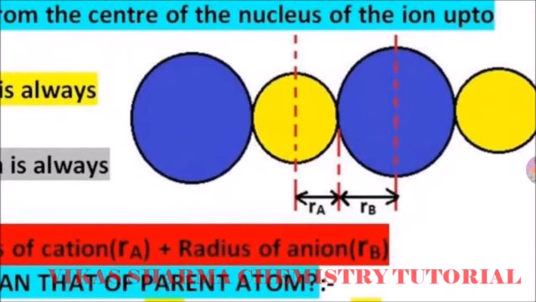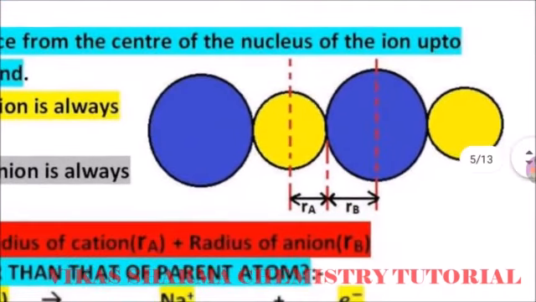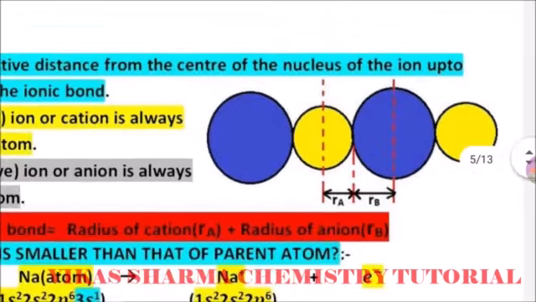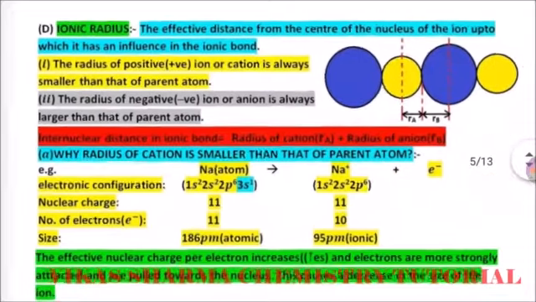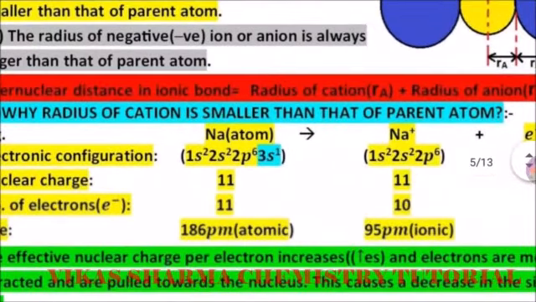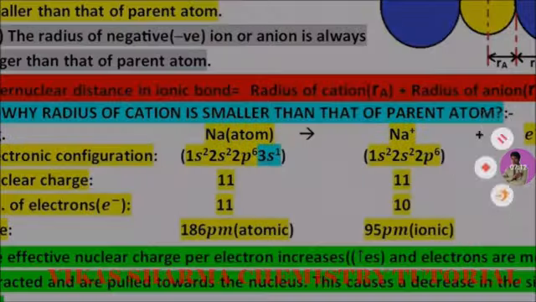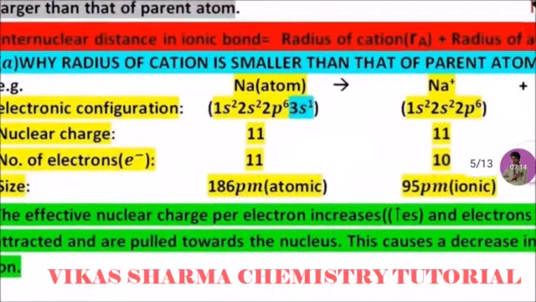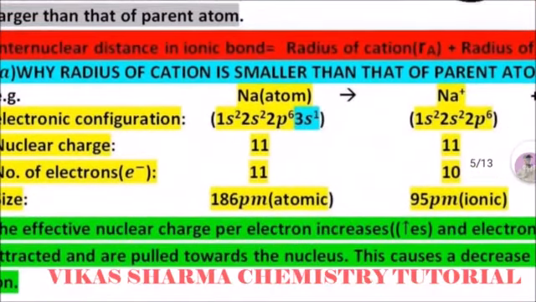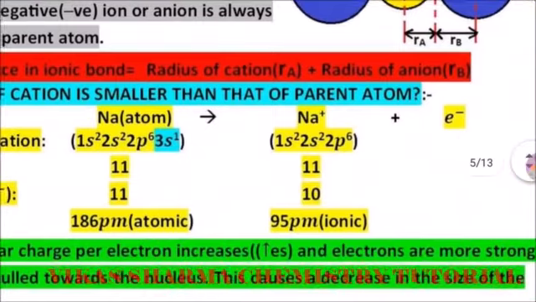You can see on the display the blue colored sphere showing the anion and the yellow colored sphere showing a cation. So a cation is always smaller than the parent atom. For example, a sodium ion is smaller than a sodium atom, and a chloride ion is larger than a chlorine atom. So keep this point in your mind.